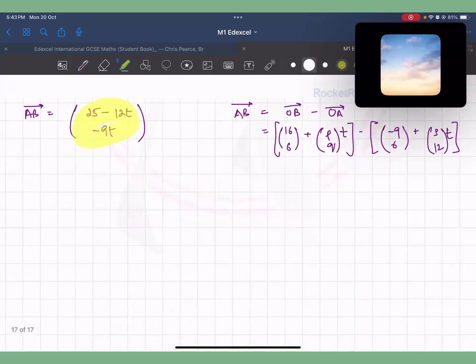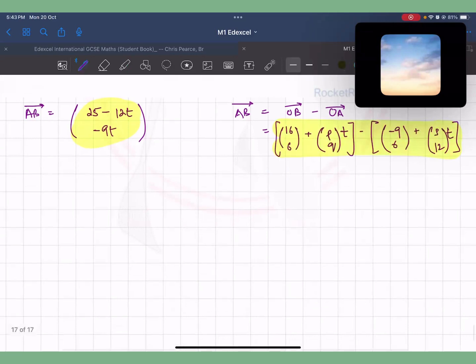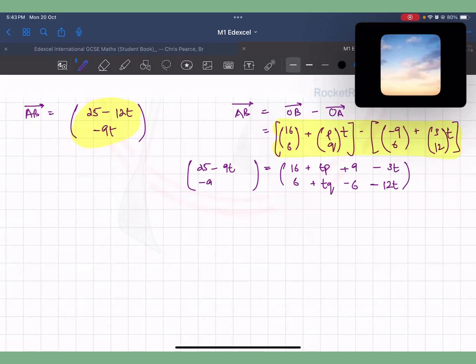And now you can compare this with the given complete expression, because the left part is given to you and the right part you have found yourself. After simplifying the right part, this would become (16 + tp + 9 - 3t) i and (6 + tq - 6 - 12t) j. After comparison, 16 plus 9 is 25, plus if you take t common, (p - 3)t. And 6 minus 6 would become 0, plus if you take t common, (q - 12)t.